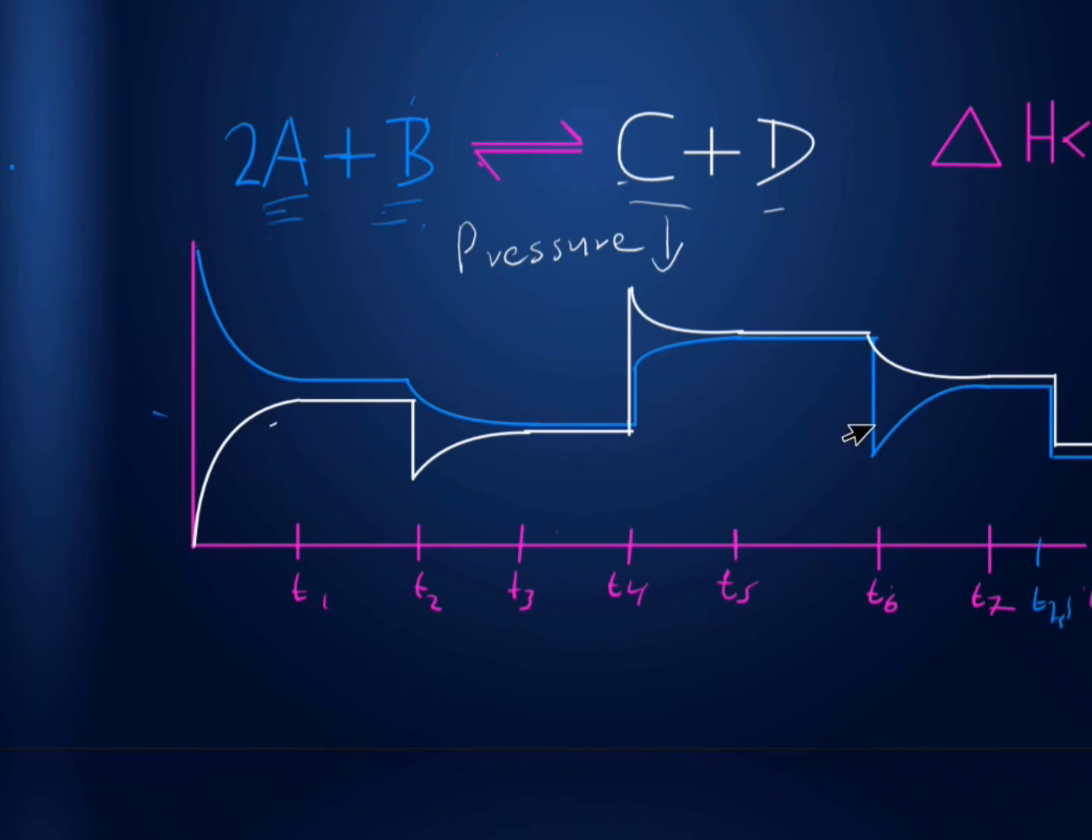When it comes to a catalyst, a positive catalyst will increase both the rate of the forward reaction and the reverse reaction, but a negative catalyst will decrease the rate of both the forward and the reverse reaction. So there we have it.